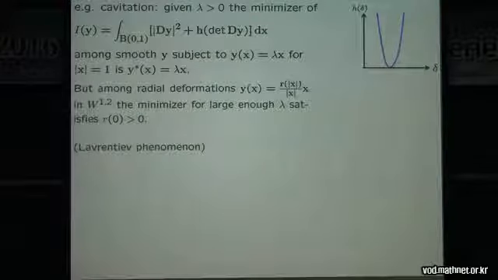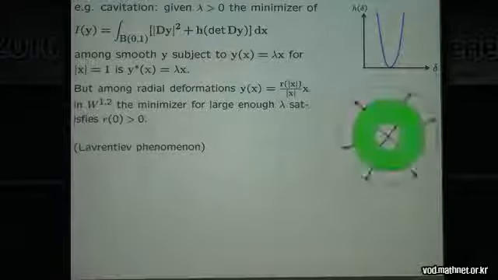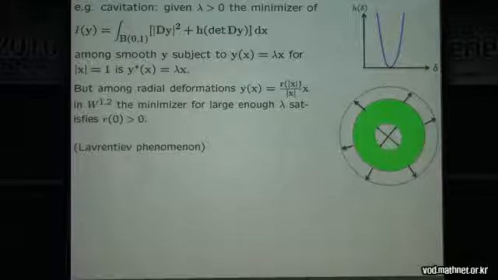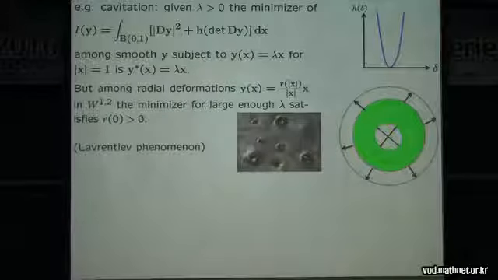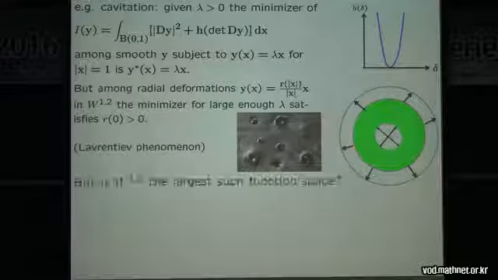But among radial deformations, at least in W^{1,2}, the minimizer for large enough lambda satisfies R(0) > 0. It wants to cavitate and form a hole at the origin, and so that's an example of the Lavoisier phenomenon. We have the same functional, but its infimum and the minimizers are different in different function spaces. So that's what the minimizer looks like, and that's really what happens. It's a classical failure mechanism for polymers.